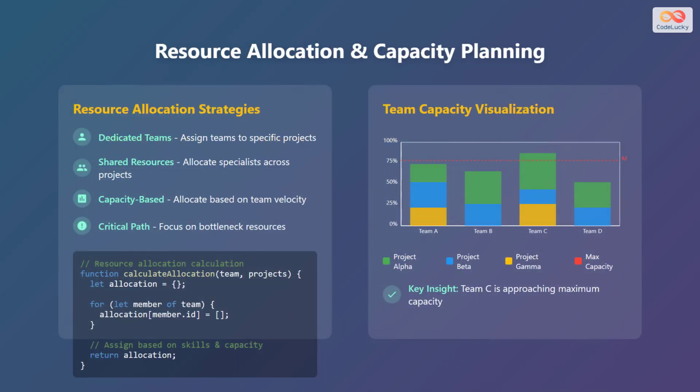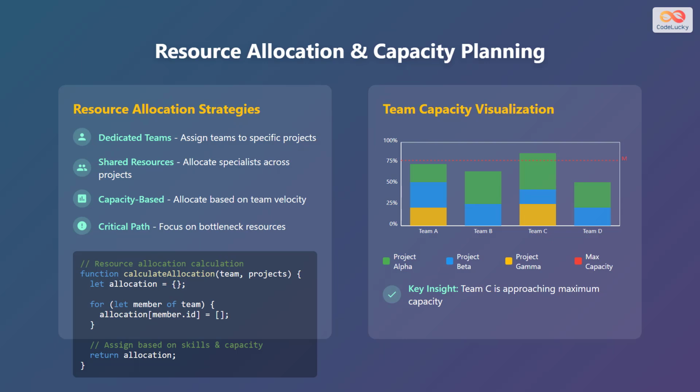Effective resource allocation is critical for Agile Portfolio Management. Here are a few common strategies. First is dedicated teams, which means assigning entire teams to specific projects. Next is shared resources, where specialists are allocated across different projects as needed. Third strategy is capacity-based planning, which means allocating resources based on team velocity. And the fourth is the critical path, which focuses on resources that are most important for the timely completion of a project.